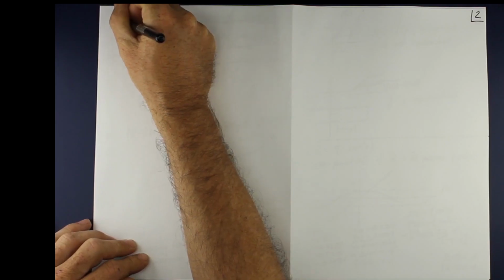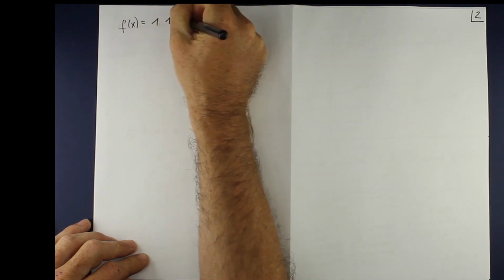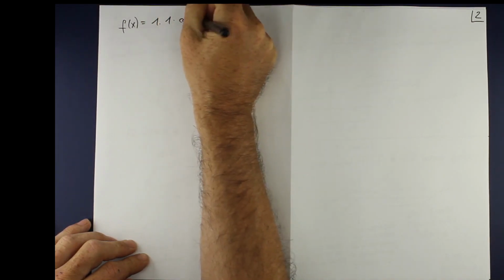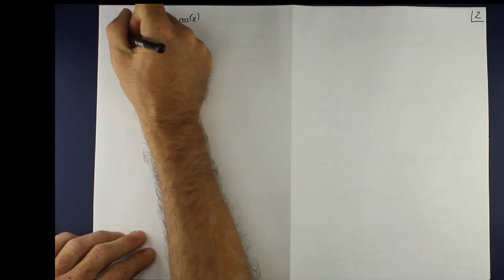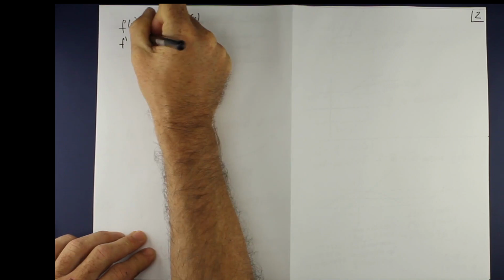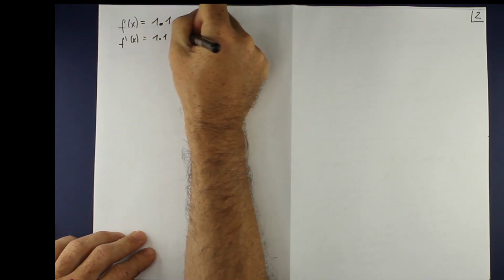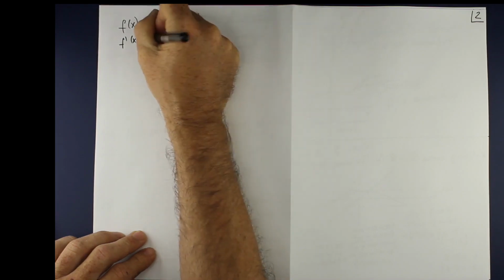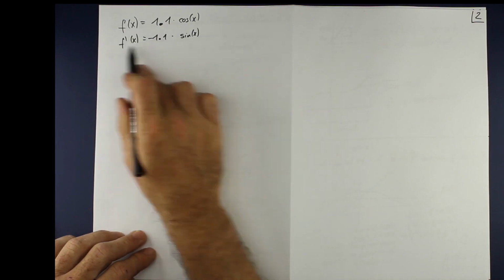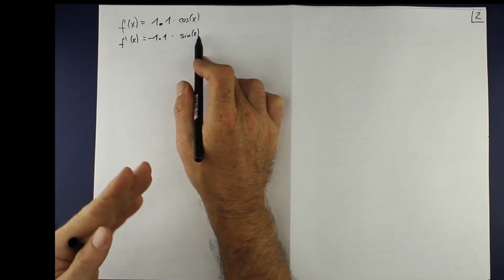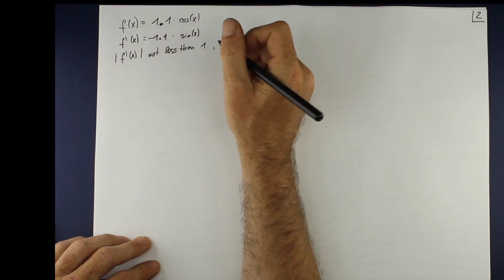Let's examine the following example. F of x is 1.1 times cosine x, so 1 plus a tenth. So in this case, f prime is 1.1 times sine x, and the negative of that. And that means this time this derivative is not less than 1. But what can we do?